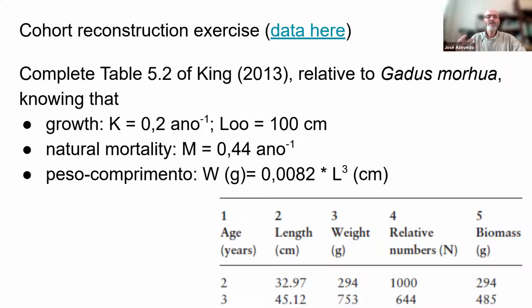In this case, you have the parameters for K, the growth rate, and L infinity, the asymptotic maximum size for the fish cohort. You will also have the natural mortality, which is also given, estimated. We don't need to know how. And you also have the weight-length relationship given.